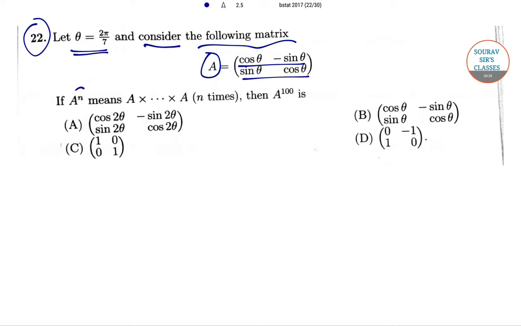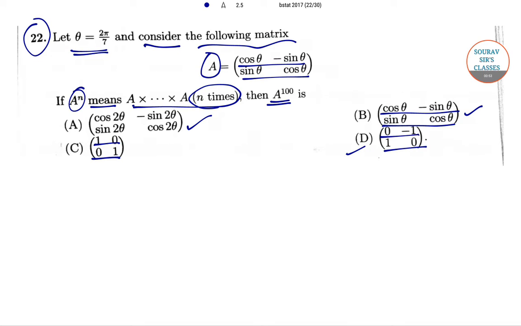Now if A^n means A into A into A, up to n times, then A to the power 100 is given by option A, cos 2 theta, minus sin 2 theta, sin 2 theta, cos 2 theta. This is the first matrix. The second matrix is cos theta, minus sin theta, sin theta, cos theta. This is the second matrix. The third matrix is 1 0 0 1, and the fourth matrix is 0 minus 1 1 0. So these are the four options for A to the power 100.